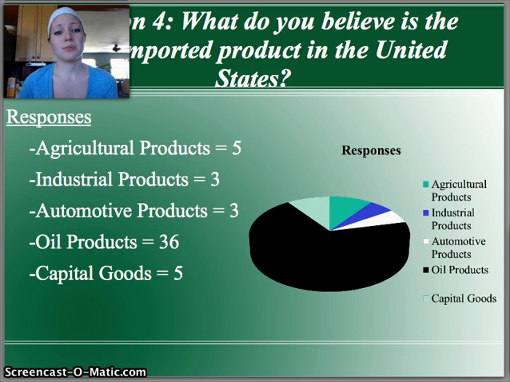Next, we asked, what do you believe is the most imported product in the United States? We had a vast majority of people say oil products, which people know that we go through a lot of. We also had a couple responses for industrial products and automotive and capital goods, and we had 5 responses for agricultural products.